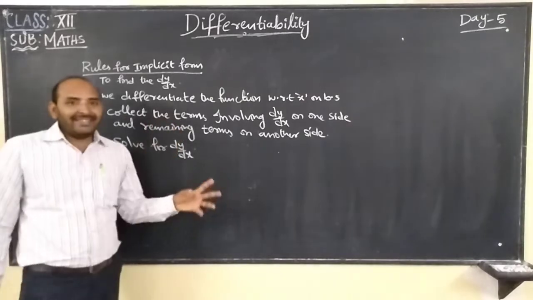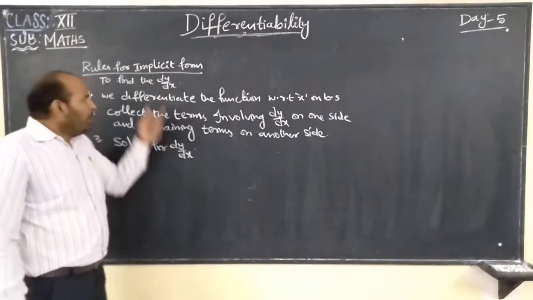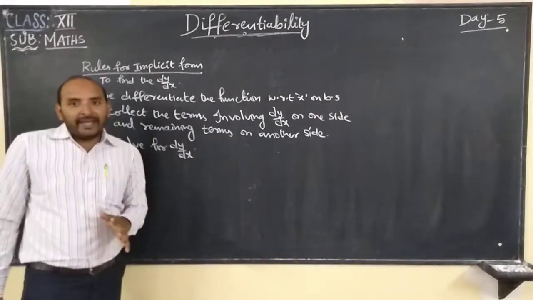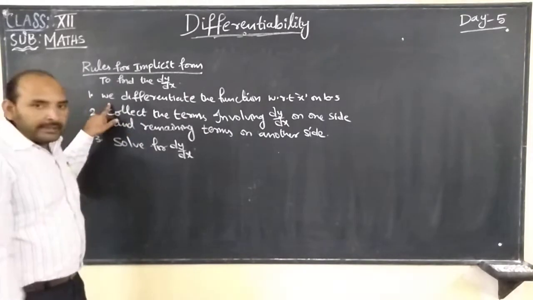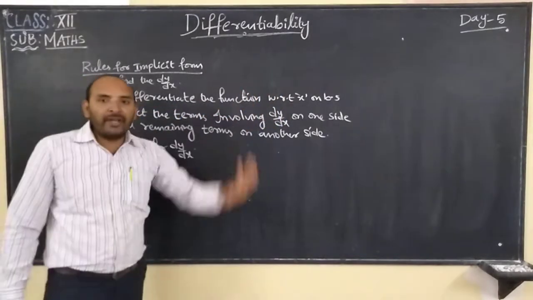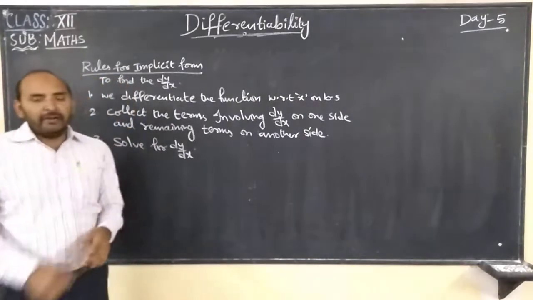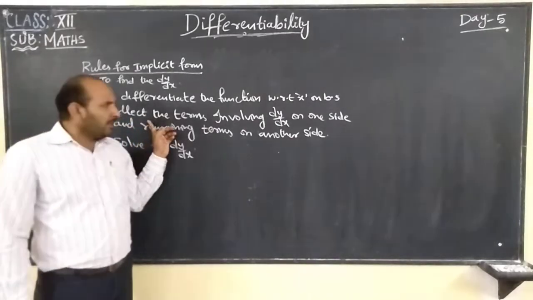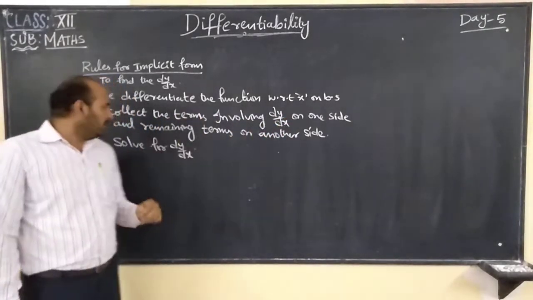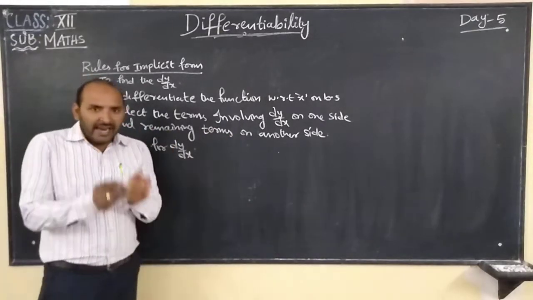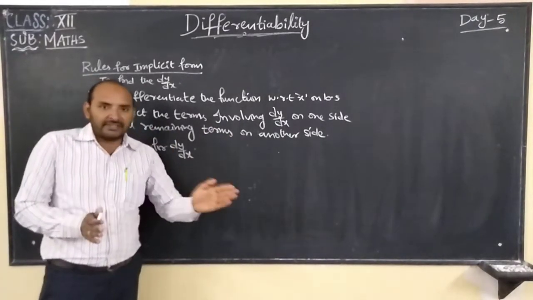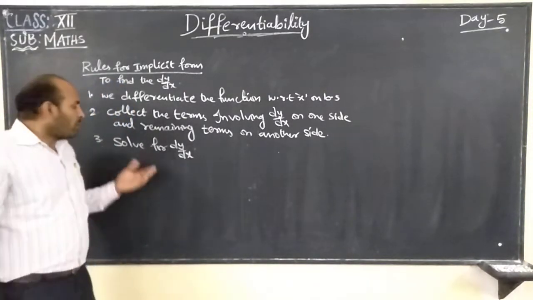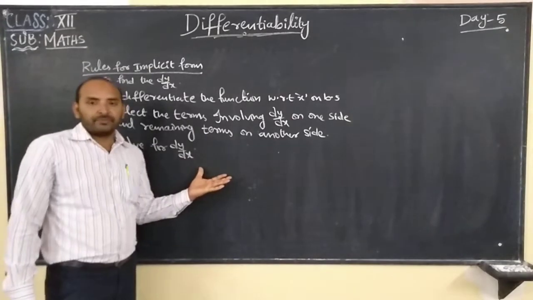When the function is in implicit form, we can follow these rules. First, find dy by dx for the implicit form. Make sure that we differentiate the function with respect to x on both sides. Apply the derivative on both sides. Second, collect the terms involving dy by dx on one side and the remaining terms on the other side. That means dy by dx terms must be taken to one side and the remaining terms to the other side. After that, solve for dy by dx.